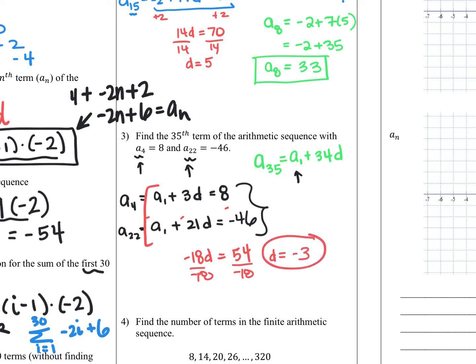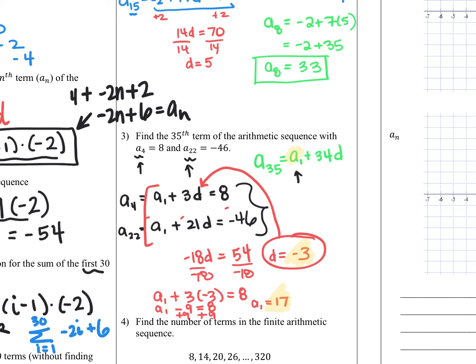So if we know the common difference is negative 3, we can plug back into either one of these. And if I plug into the top, if I want to figure out what that first term really is, well, whatever it is, plus 3 of those negative 3's is supposed to be 8. So this is really A1 minus 9 equal to 8. So if I add 9 to both sides, that tells me that A1, the first term, is actually equal to 17. So I know my first term is 17, and I know that my D is negative 3.